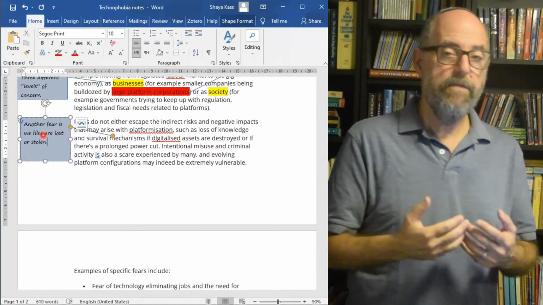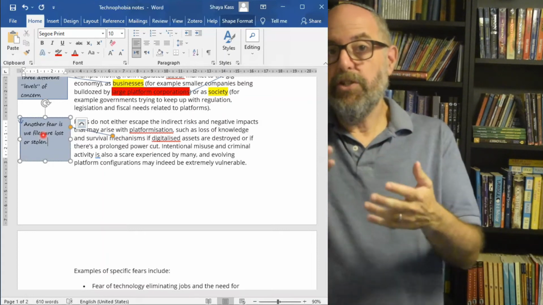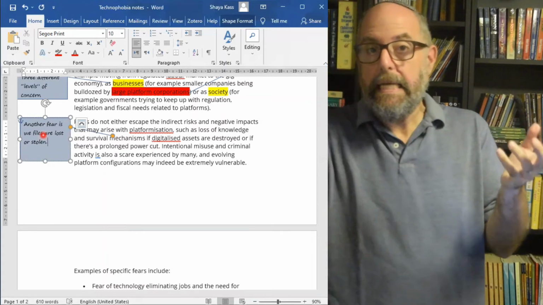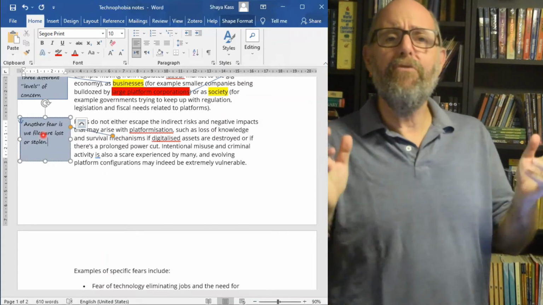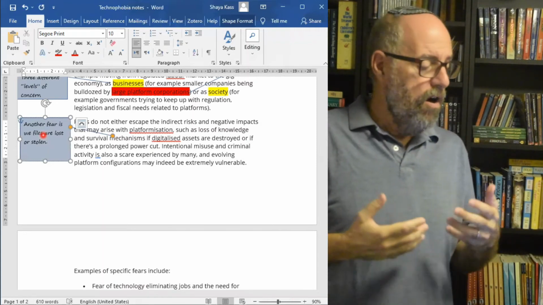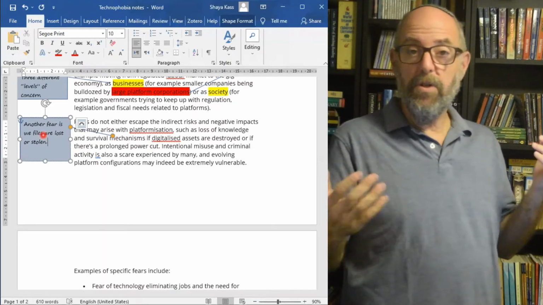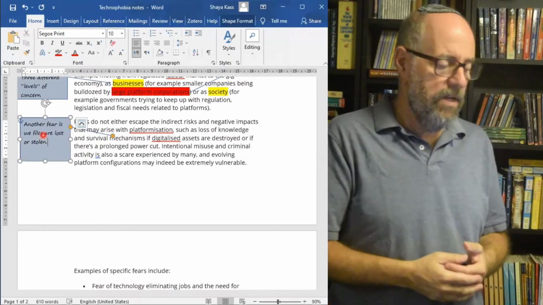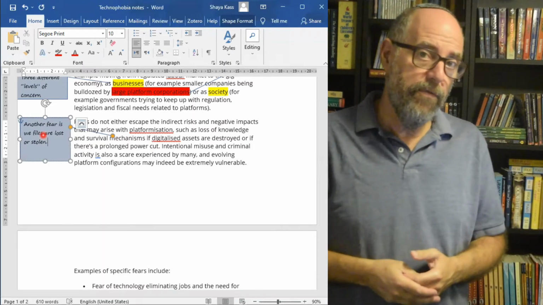So another fear is if files or digital things, well, I'm not quite sure what to call it, I'll just call it files because that's what I call it. So another fear is if files are stolen or misused or lost, or we can't get to them because there's a power loss. This is another reason for the fear.